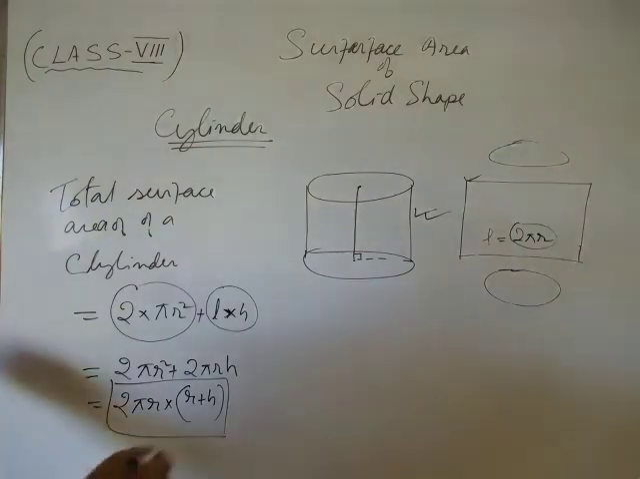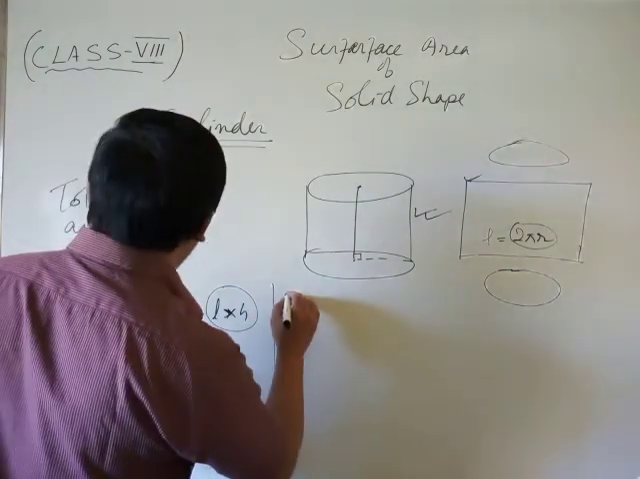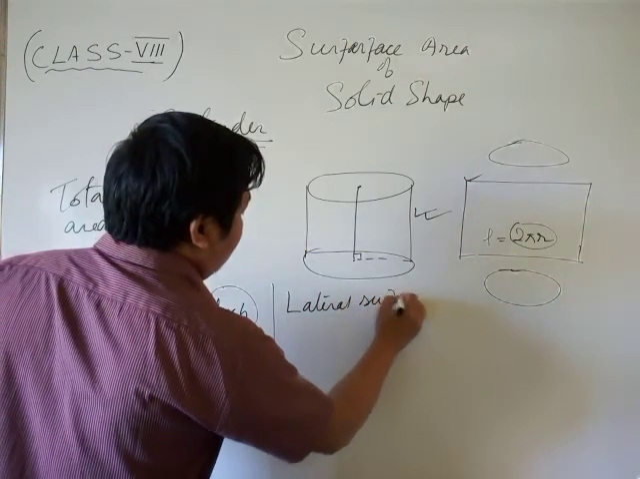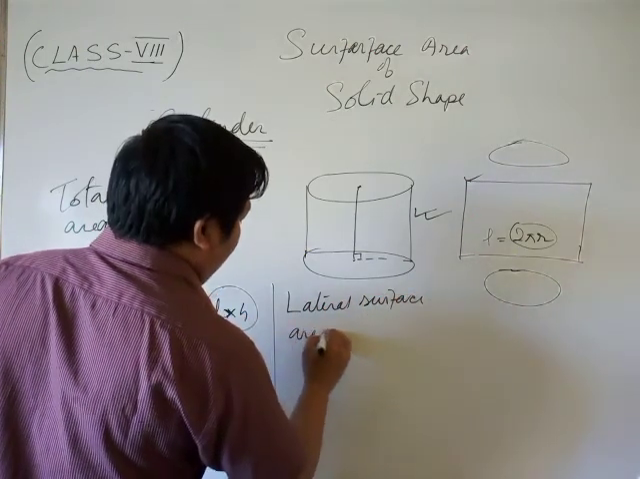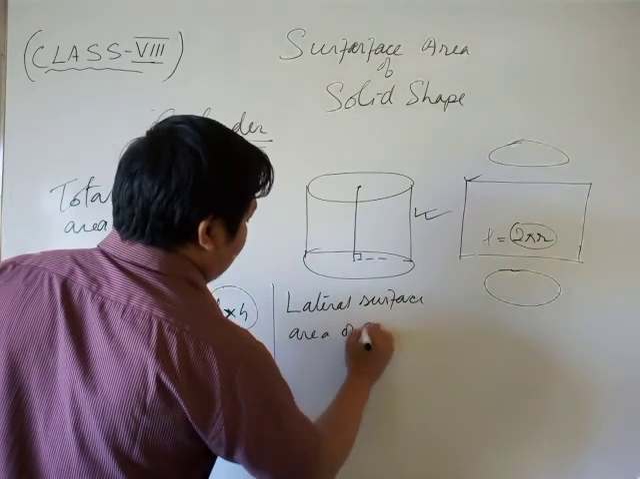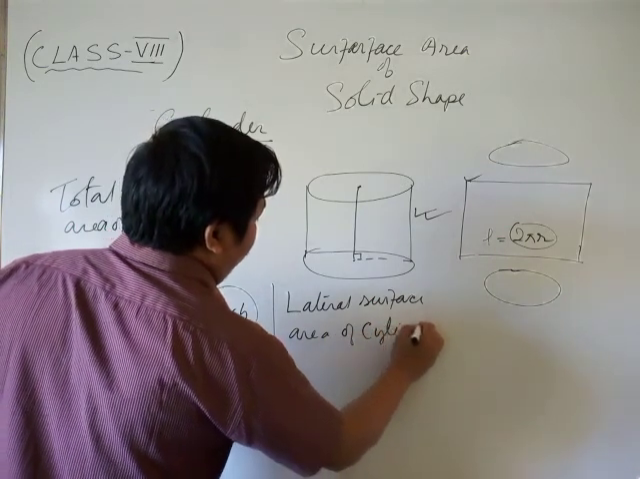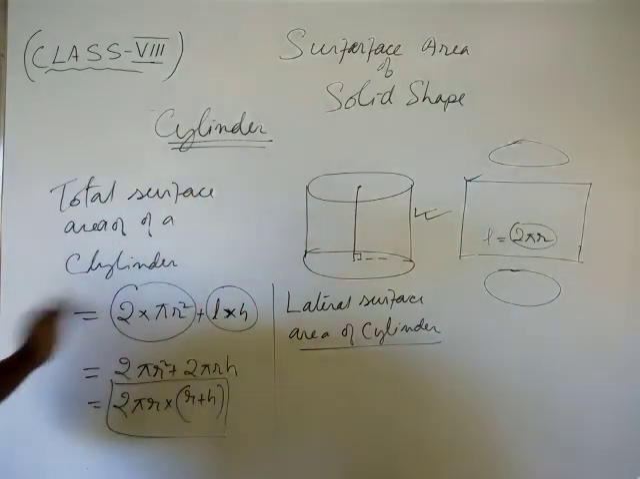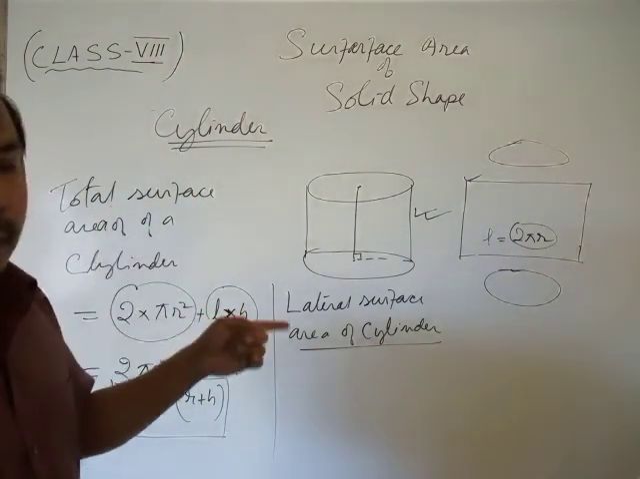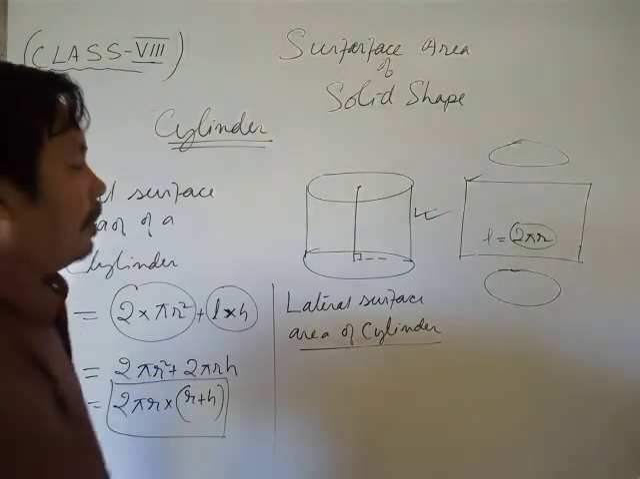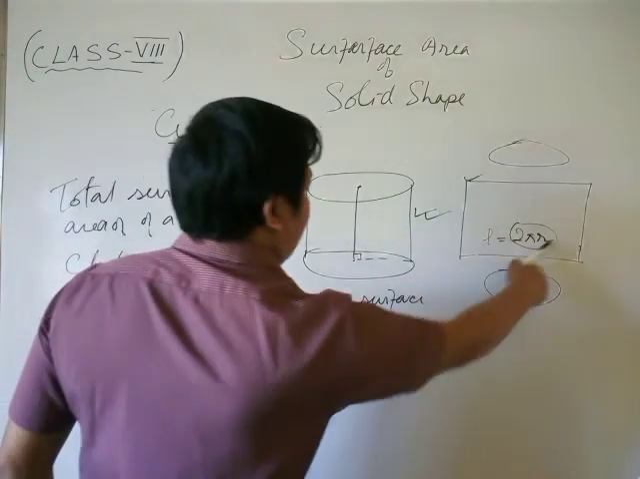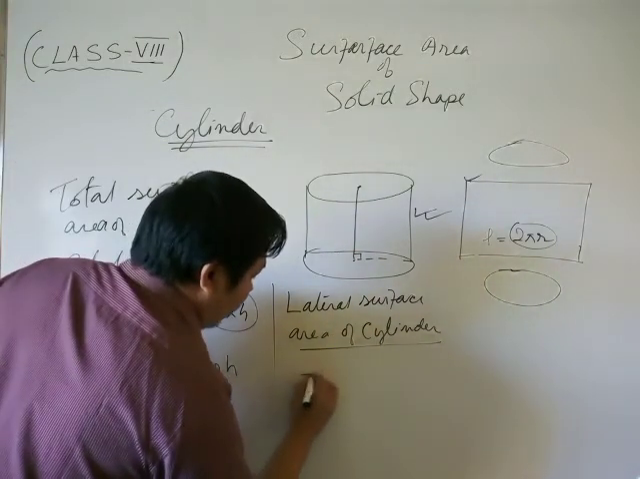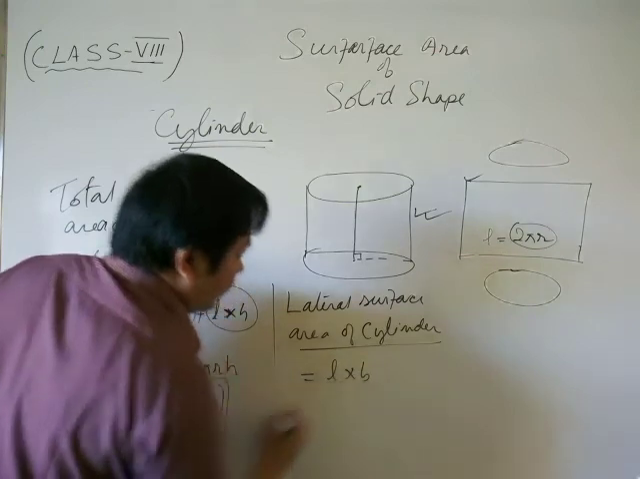So now with this, what will be the lateral surface area of the cylinder? Tell me, the lateral surface area of the cylinder. Now you see here, the lateral surface area is the rectangle. So what we have got is L into H, not B. Actually this is the height, so the breadth becomes the height. It is equal to L into H.